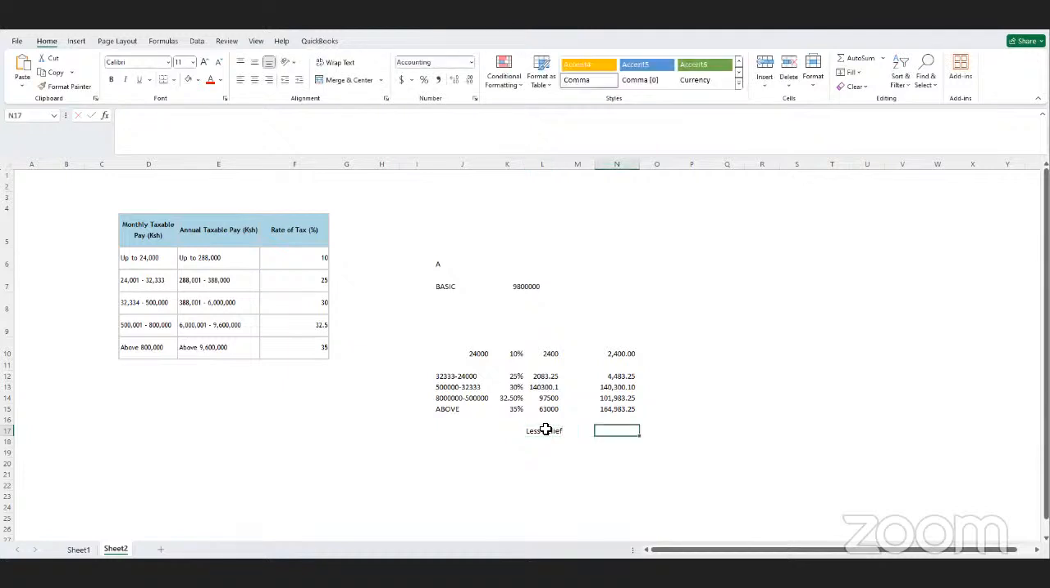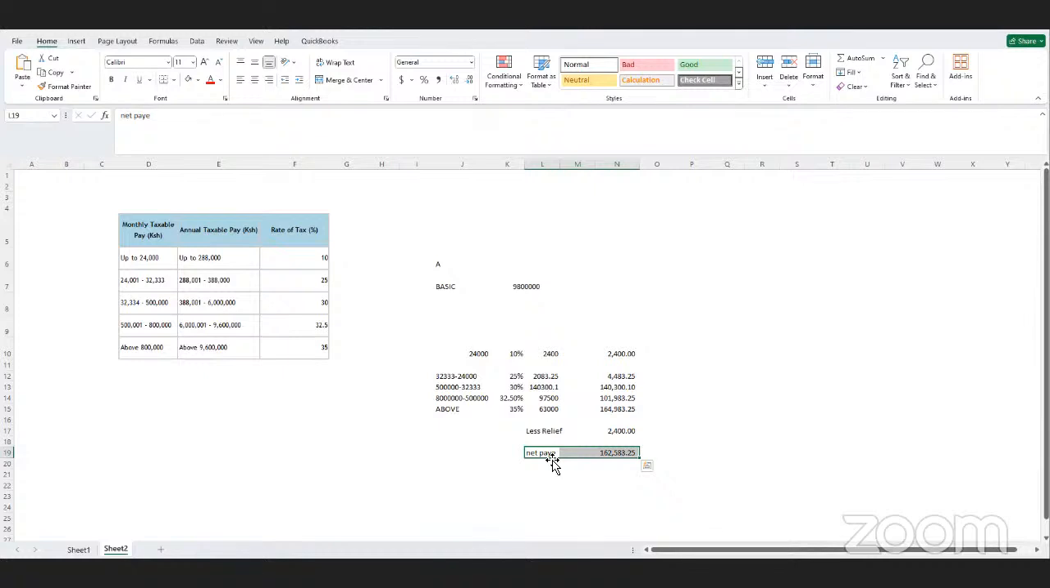Relief, we have a relief of 2,400 per annum. So take this minus this. So this could be the net pay. That is the net pay. So that's how to calculate the basic taxable pay for an individual.